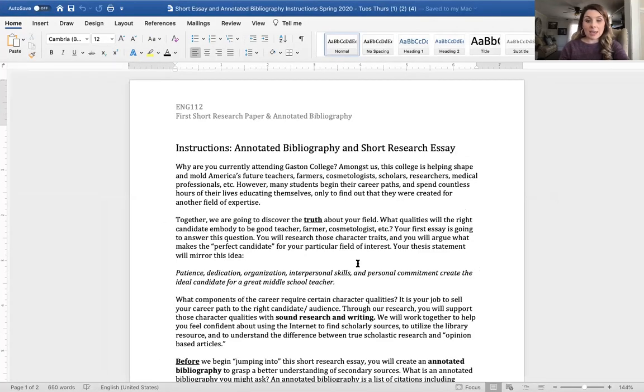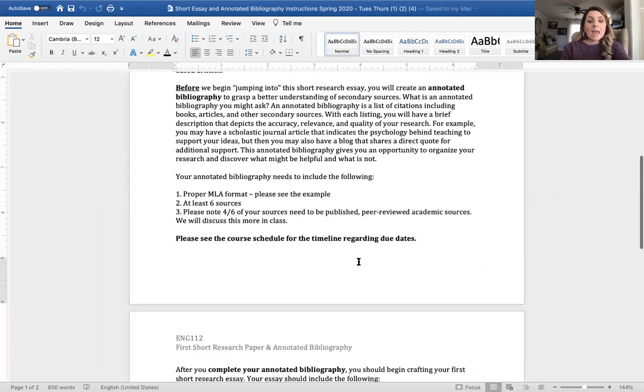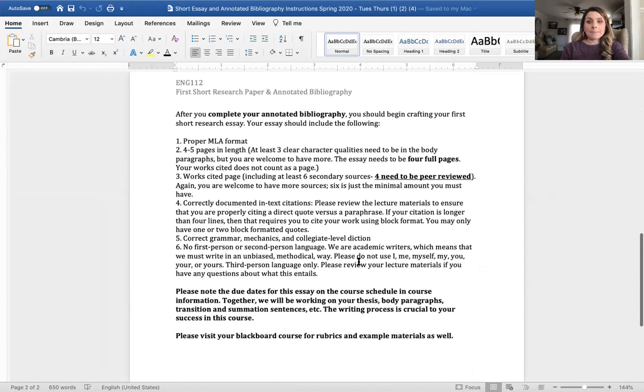So here's the handout. And again, this is in your course reading materials and the essay guidelines. If you go to the short research essay, just keep in mind it needs to be in proper MLA format. This needs to be 4 to 5 pages in length, and at least 3 character qualities need to be in the body paragraphs, but you are welcome to have more. The essay needs to be a full 4 pages. Your works cited does not count as one of those pages. Your works cited page needs to be included, and that should have at least 6 secondary sources, and 4 of those need to be peer reviewed.